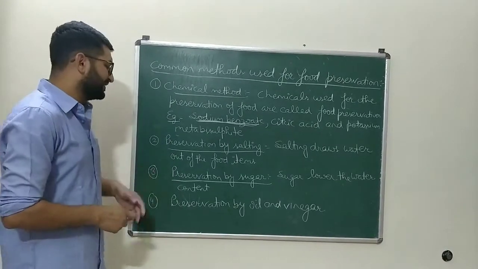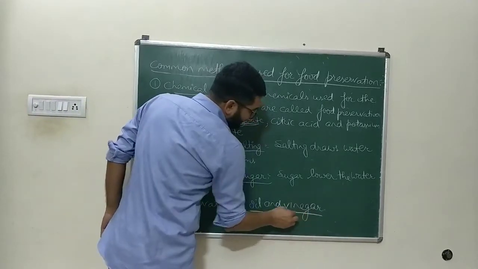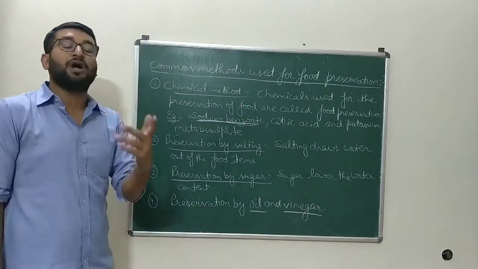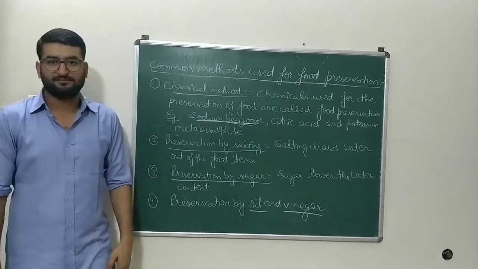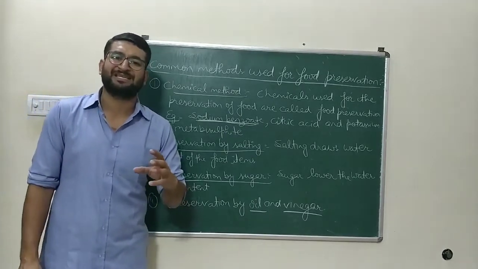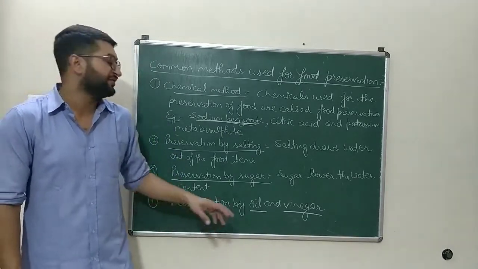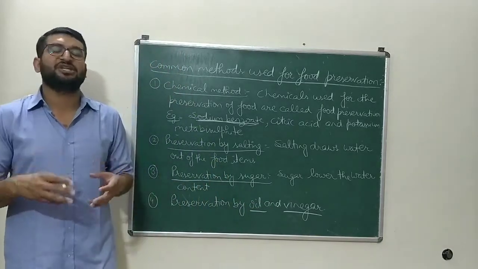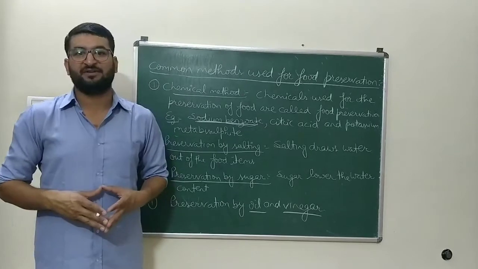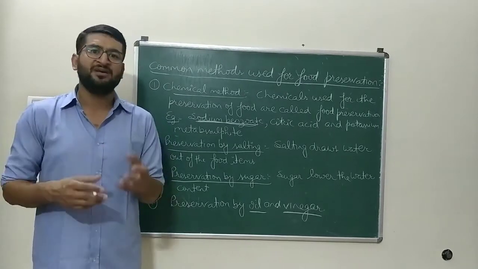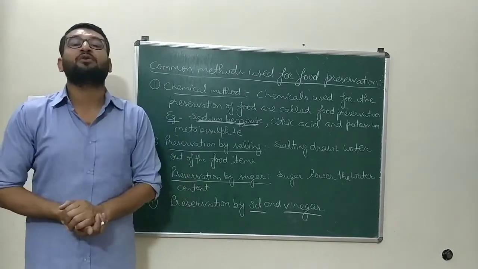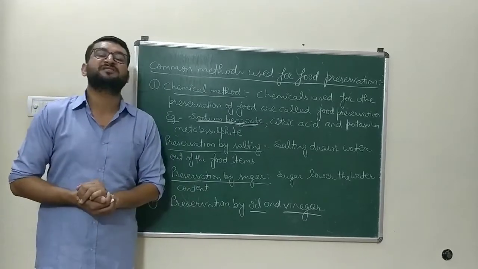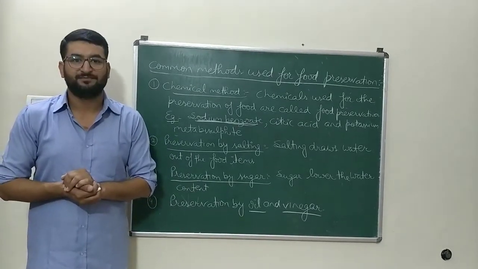The fourth method is preservation by oil and vinegar. The pickles are filled with oil or vinegar. Vinegar is sirka. Basically it is acetic acid. The dilute acetic acid is known as vinegar. Sirka in Hindi. The oils and vinegar, the mustard oil especially, are used as food preservatives, in the case of pickles especially. So those items do not allow the microorganisms to grow and prevent the food spoilage.